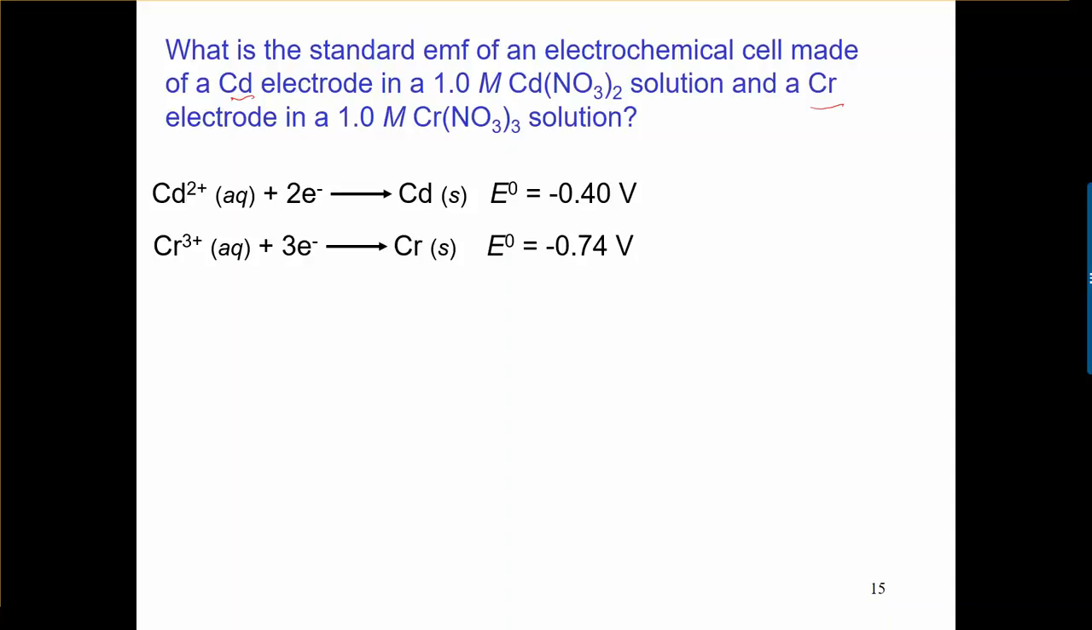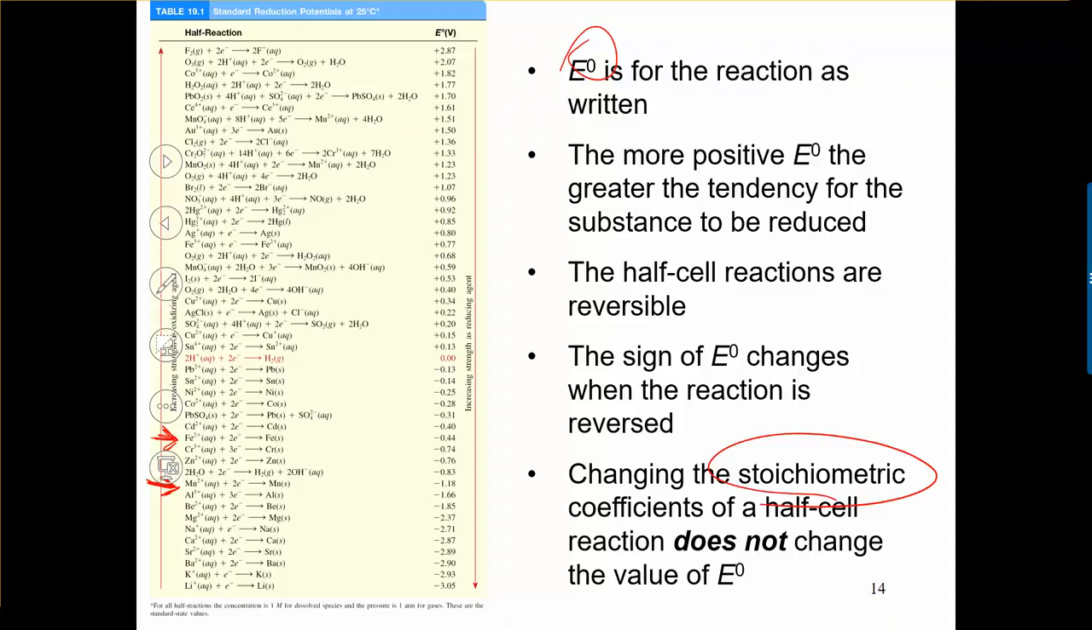So which one is higher on the chart? Let's go back and look at that. As you're approaching zero, it's becoming less and less negative, and then you get to zero. Both of those are negative potentials, so the one that's higher on the chart would be the cadmium. What was the other metal? Chromium. Okay, so here we have cadmium, and chromium is right here, lower on that chart.